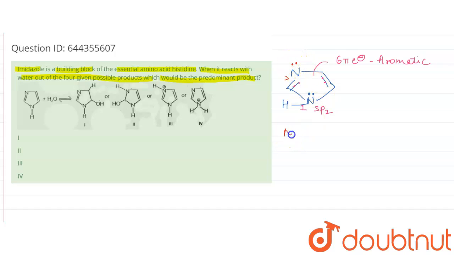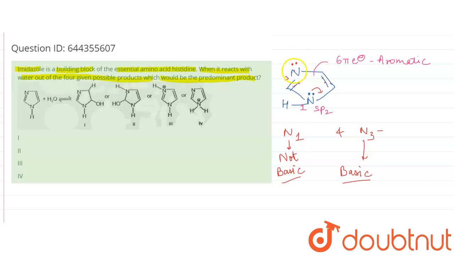So out of nitrogen 1 and nitrogen 3, which is more basic? 3, because these electrons are not available for donation, these are involved in conjugation. However, these 2 electrons, they are basic. So N3 is basic in nature. However, N1 is not basic. So this is the fundamental difference in the imidazole structure.